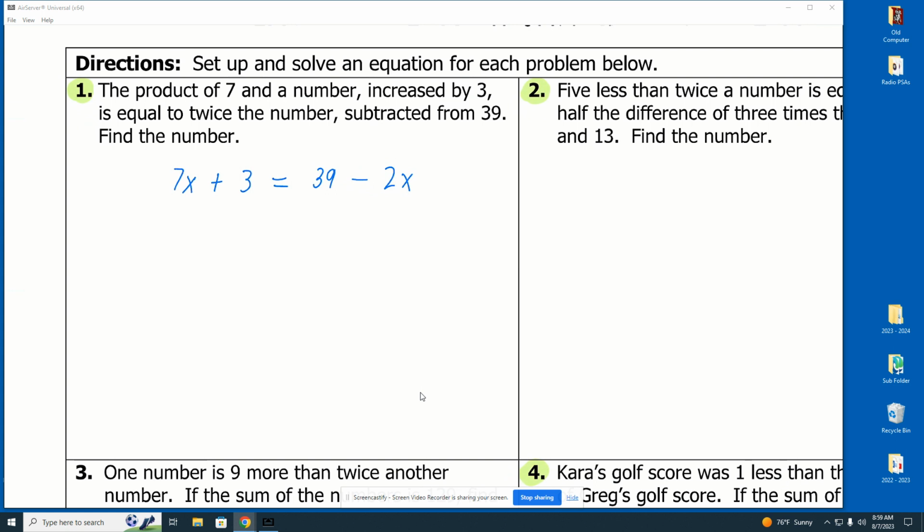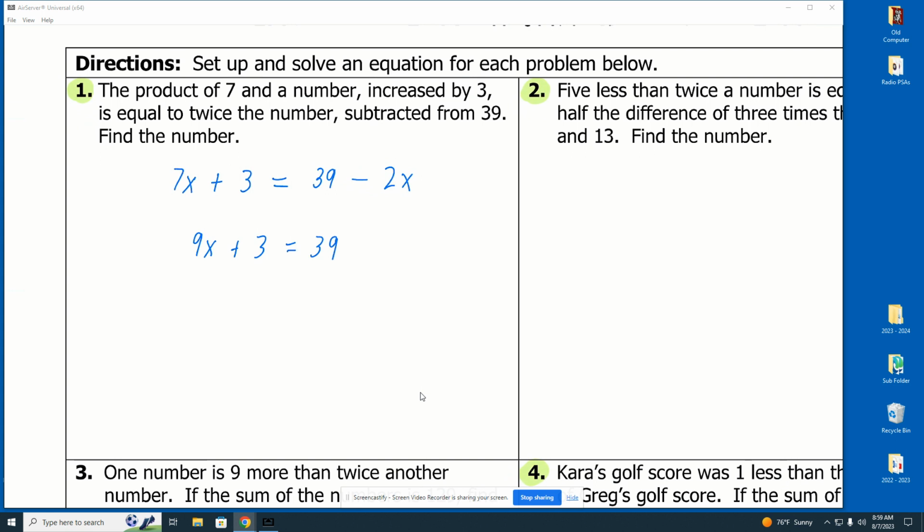Y'all with me? Now, from here, it's just the process of solving, which we did last week. You've done a ton. There's nothing to simplify on the left. There's nothing to simplify on the right. But there are variables on both sides. Which one do I like to move? The 7x or the negative 2x? That's what I would move. How? I would add 2x. So 7x plus 2x is? So 9x plus 3 equals 39.